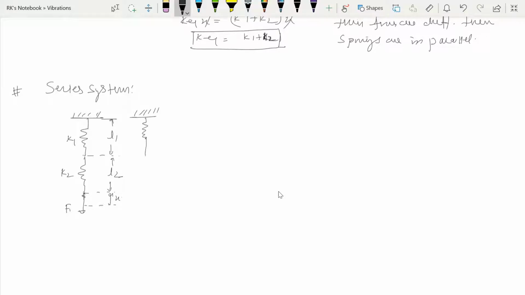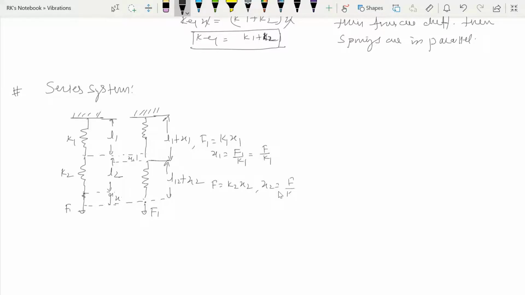This is spring 1 and the displacement of this spring is x1, right? So the total length of this spring is L1 plus x1. Now this is spring 2 and the length of this spring now becomes L2 plus x2, right? And there is a force F. The force F1 in this spring is equal to K1 x1. So x1 is equal to F1 over K1, but F1 is equal to F only. So this is F over K1. And F equals K2 x2, so x2 is equal to F over K2, right?